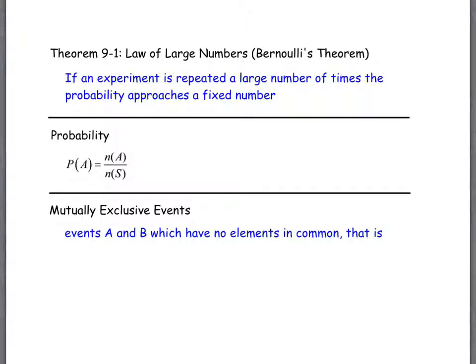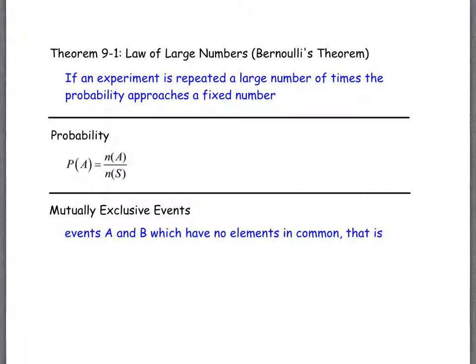All right. Theorem 9.1 is called the law of large numbers. It's also credited to Bernoulli's theorem. And it says if an experiment is repeated a large number of times, the probability approaches a fixed number. So this would be the idea of you saying, when I talk about flipping a coin, it comes up heads or tails, right? Well, what you would say is that if you flipped the coin a large number of times, approximately 50% of the time it would come up heads, and approximately 50% of the time it would come up tails. That's what Bernoulli's theorem says.